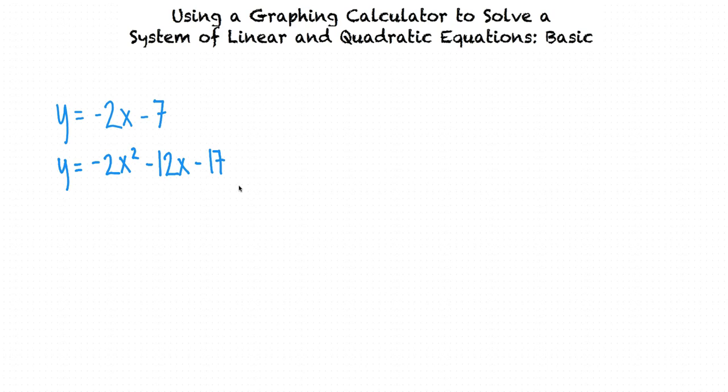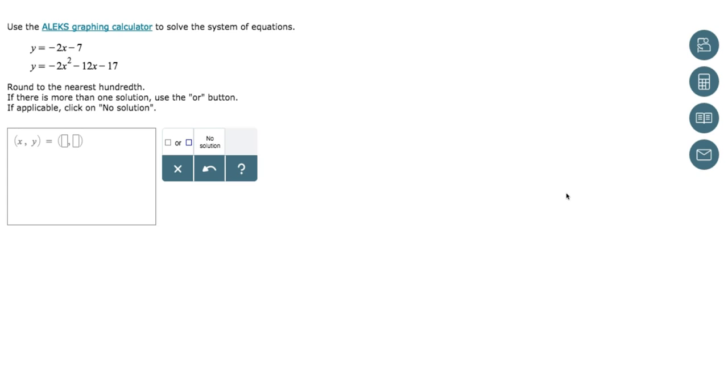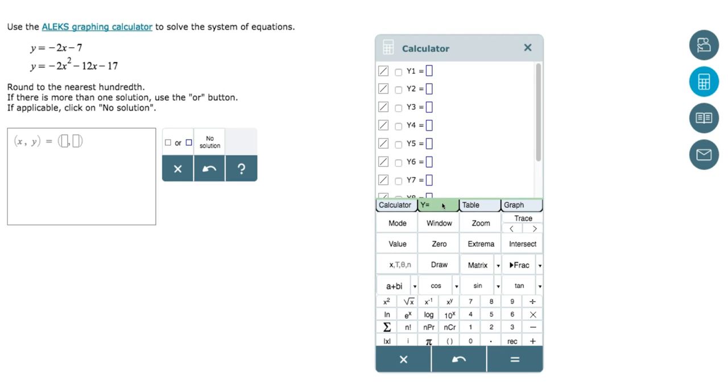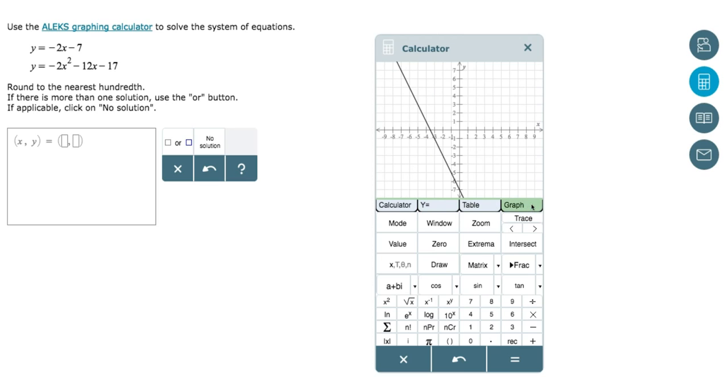Let's begin by graphing the line y equals negative 2x minus 7. We can do this by clicking on the Alex Graphing Calculator button on the right side of our screen. From here, we can click the y equals button and enter the function y equals negative 2x minus 7 into the y1 equals spot. Next we click Graph to see a graph of our line.